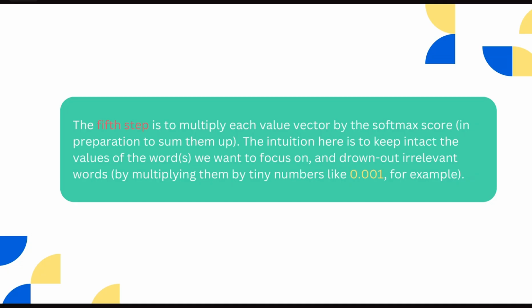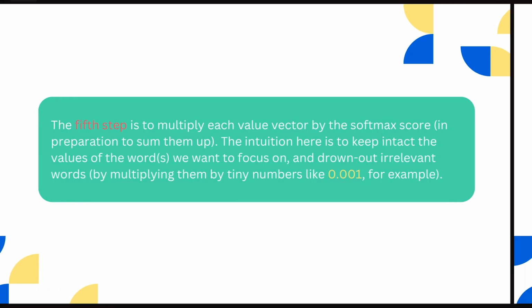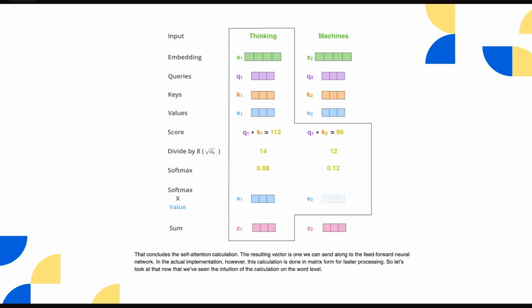The fifth step is to multiply each value vector by the softmax score in preparation to sum them up. The intuition here is to keep intact the values of the words we want to focus on and drown out irrelevant words by multiplying them by a tiny number like 0.001, for example. Finally we get the softmax score, then the value, and then we calculate the Z score. This concludes the self attention calculation.